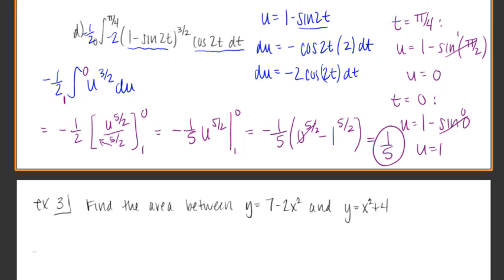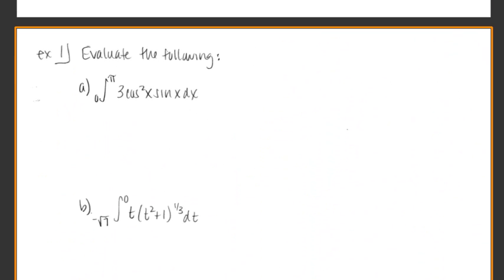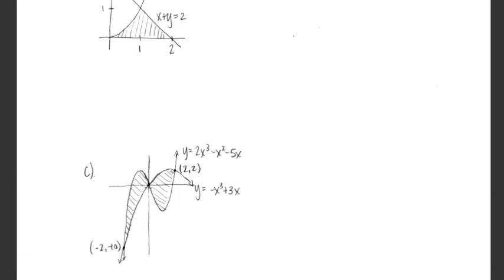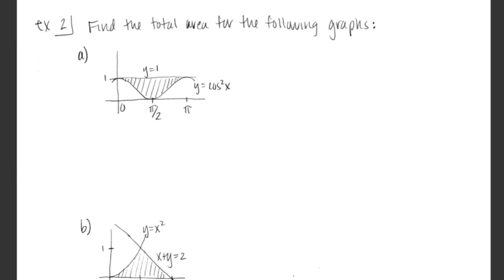Okay, so that wrapped up all the parts for part 1, so now we're going to go back up and go back to actually the first page. So we're going to go to now example 2, which is the page prior to this. Starting here with part A, we want to find the total area for the following graphs. Okay, so this is where we're going to be practicing going from one curve to another curve.